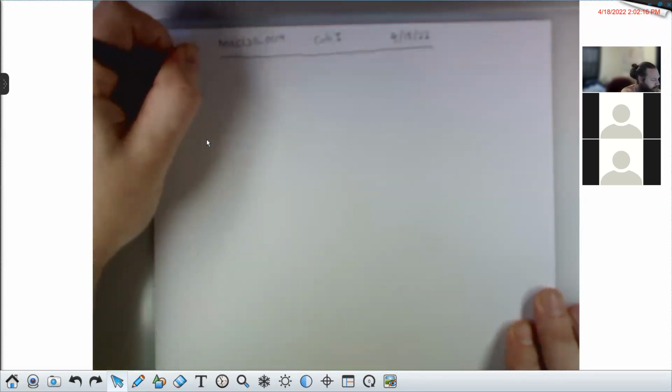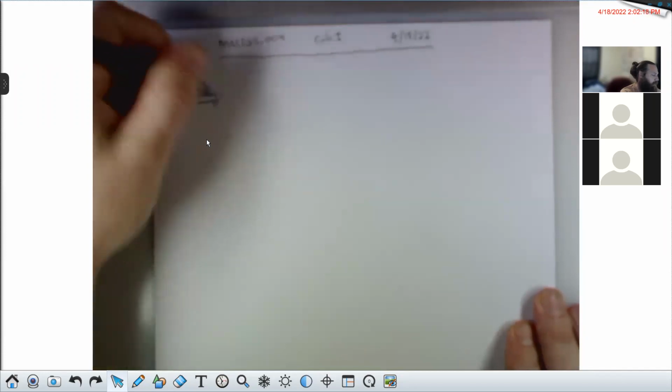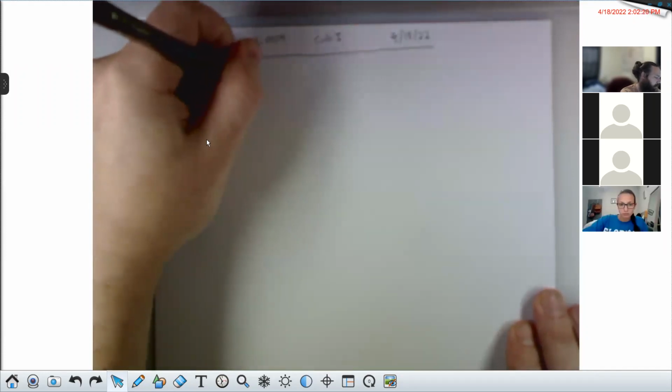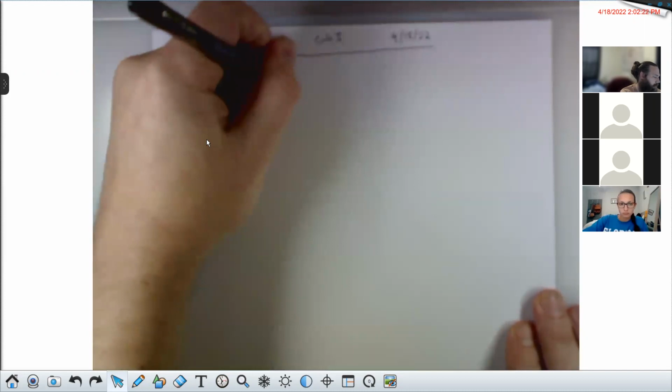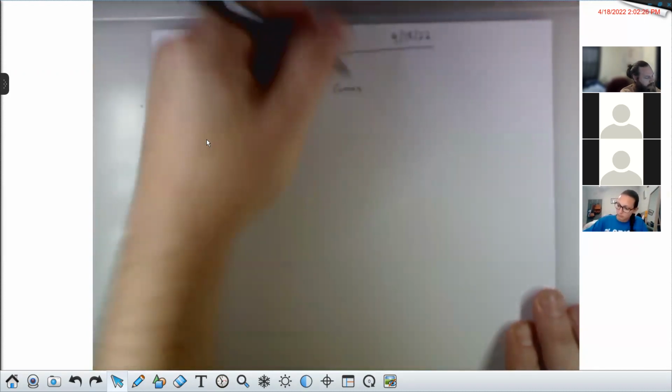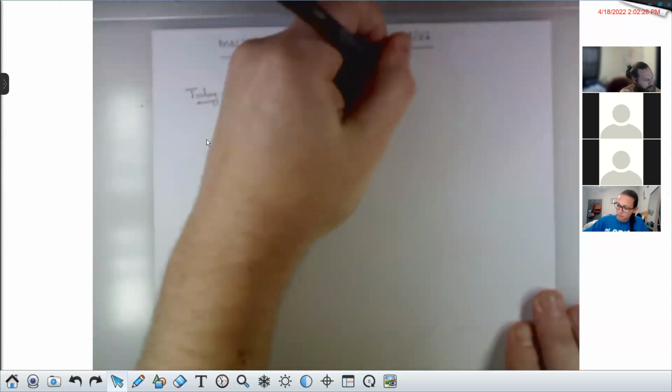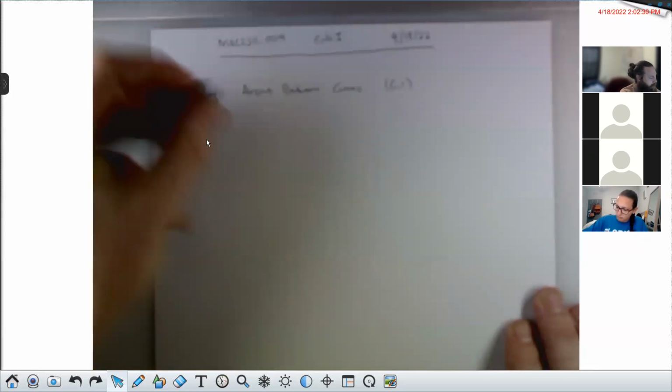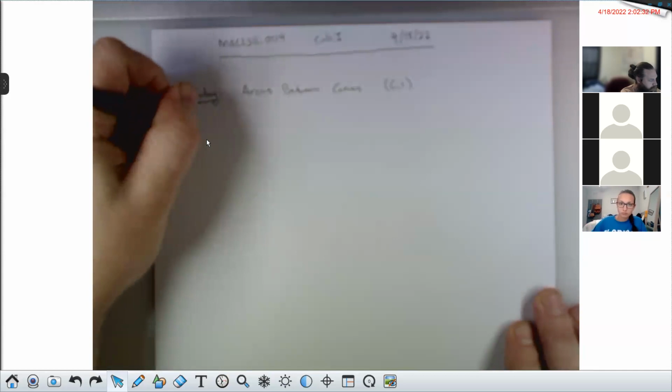And what we're doing today is areas between curves, section 6.1.